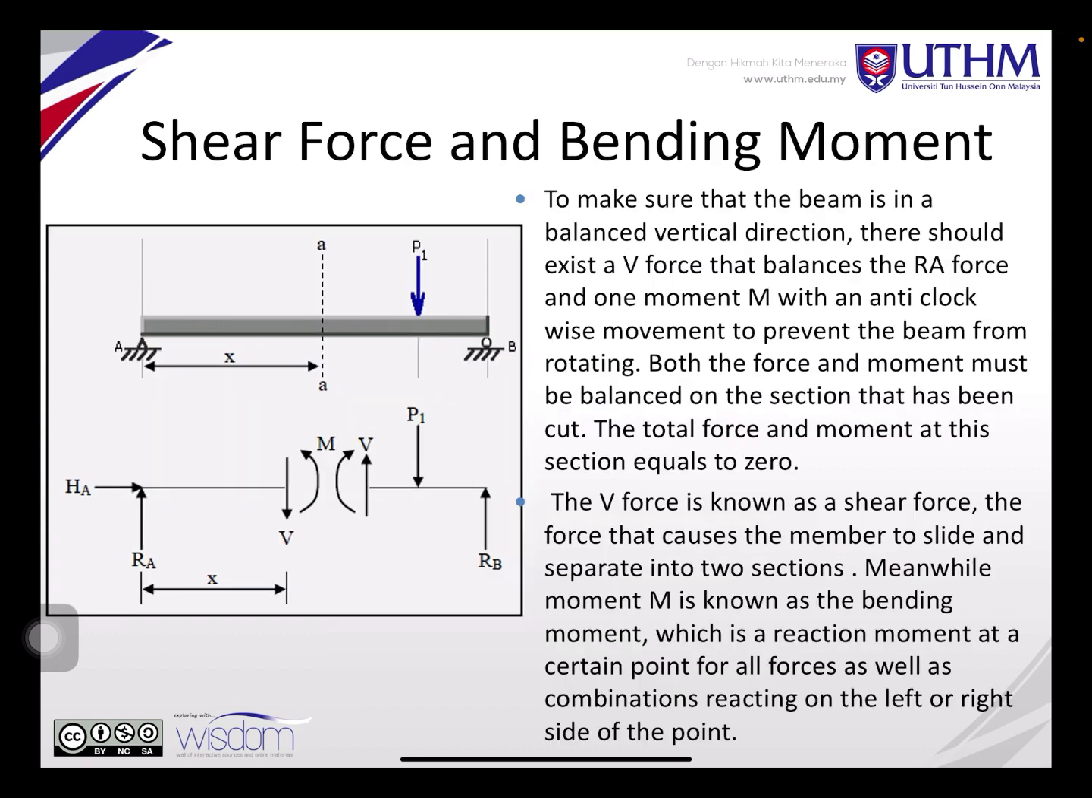You can see from this picture, you have support A, support B, and this is distance X to the cut section, and you have P1 here. You will have a V going downward here, V going upward here, and a moment here. To make sure the beam is balanced in the vertical direction, there should be a V force that balances the RA force. When you have an RA and you cut, there will be a force that balances it, and one moment M, anticlockwise.